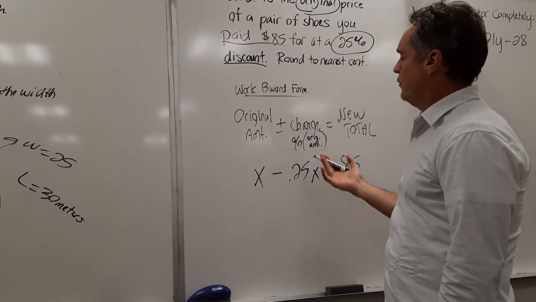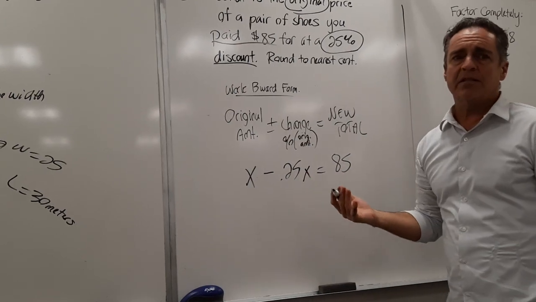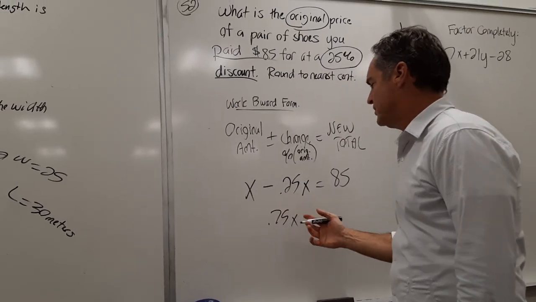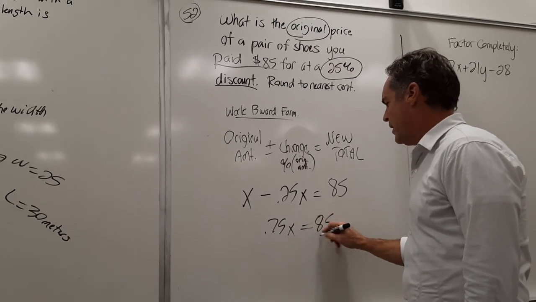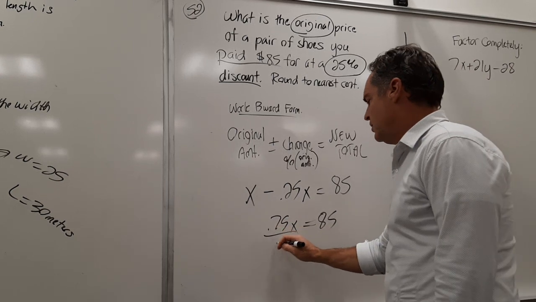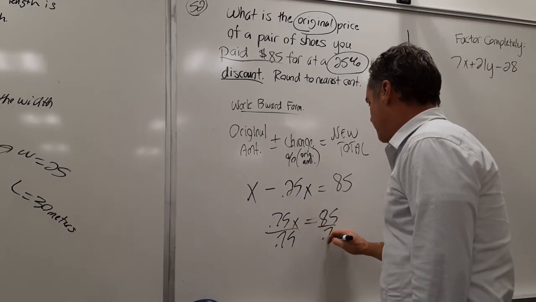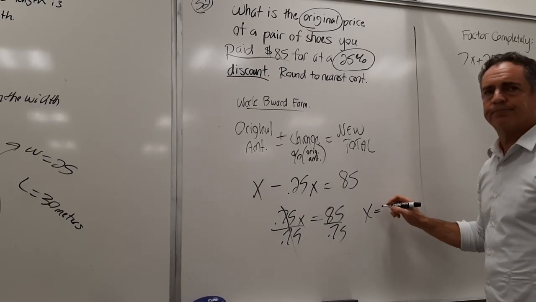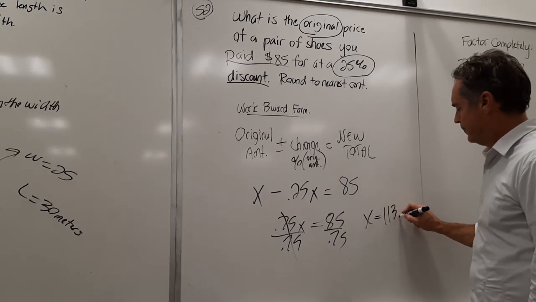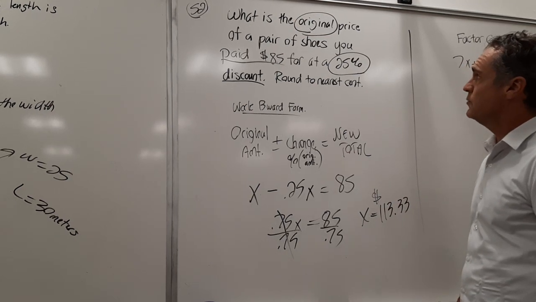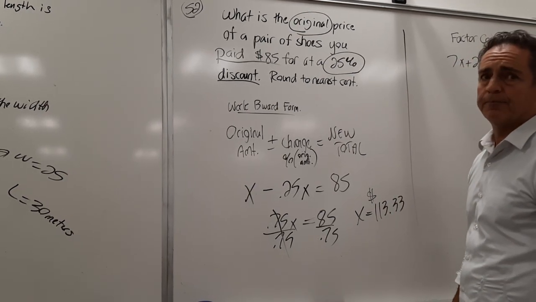We paid $85, that was the final new total. Did this person pay 100% of the cost of the shoes? No, they paid 75%. If we take these two, we get 75% of x, or 0.75x equals 85. These are like terms, 1x minus 0.25x. We've done this many times. Divide by 0.75, divide by 0.75, and x will equal what? 113.33 repeating. Okay, and so we're going to round that to $113.33 was the price of those shoes.